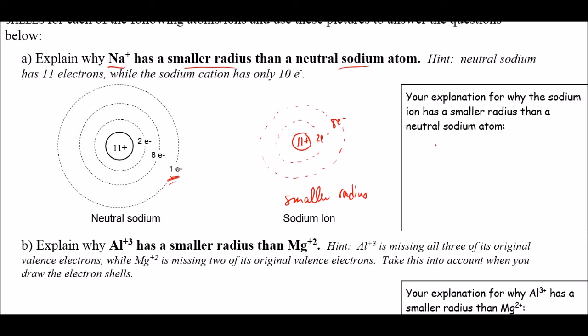And the explanation would be Na+ has 2 shells, while Na neutral has 3. Period. So that's a simple explanation.